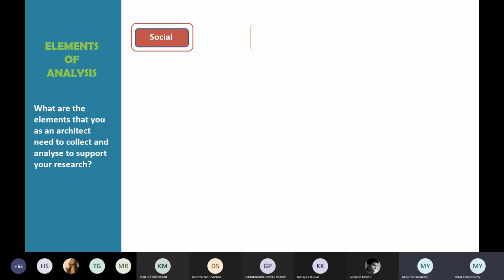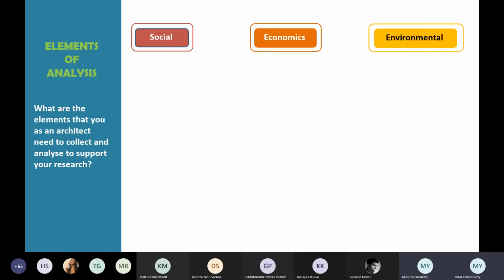What are the elements of your analysis? These are some of the things that will support your research, right? So obviously there are many, and I'm going one by one. You have social, economic, environmental. You will have infrastructural, amenity. You might have something called history.